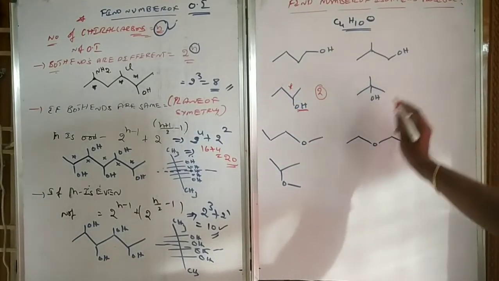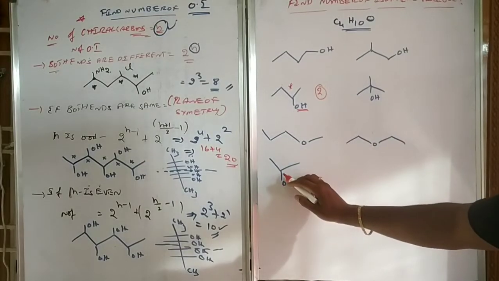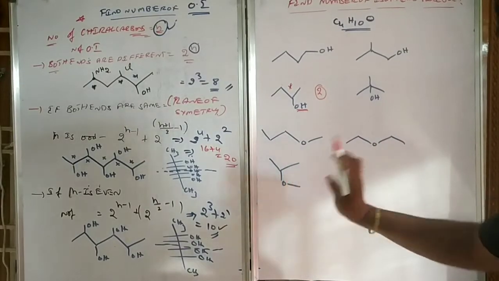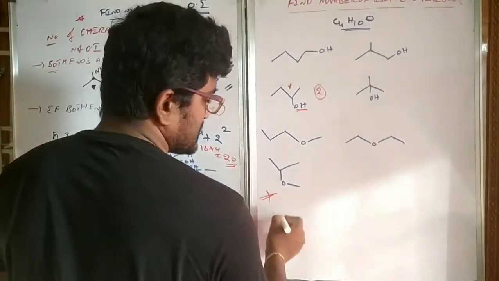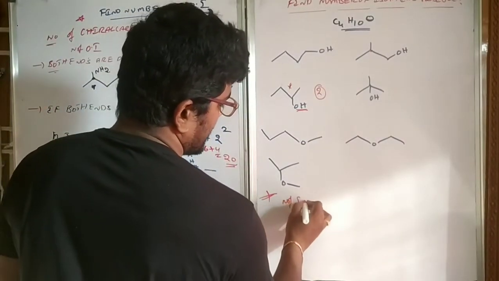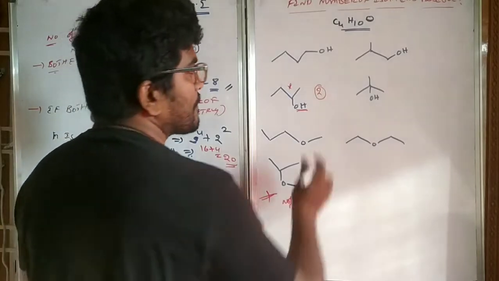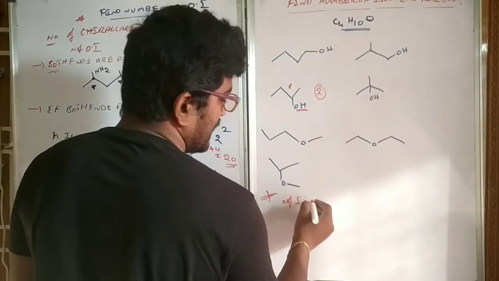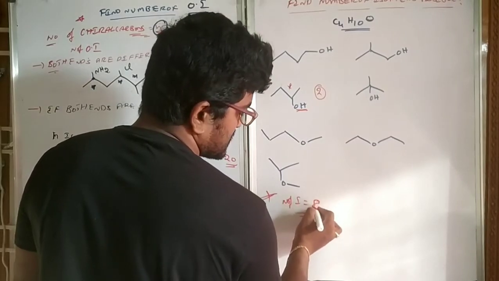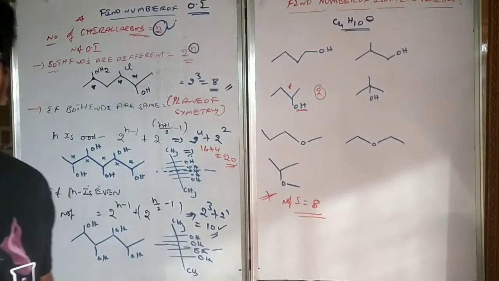And this is having no chiral carbon, no chiral carbon. This one no chiral carbon. This is also no chiral carbon. So how many isomers are possible? Number of isomers is equal to 1, 2, 3, 4, 5, 6, 7, 8. The number of isomers possible is 8 for this compound.